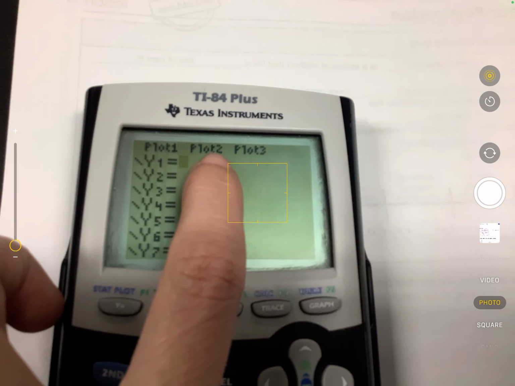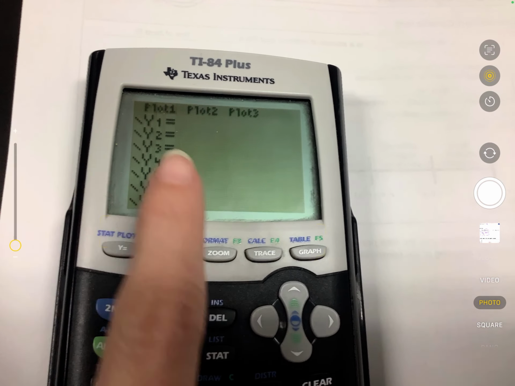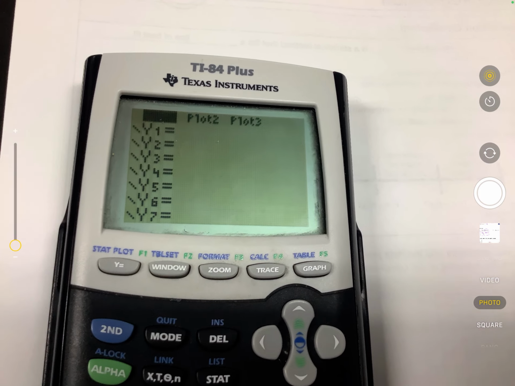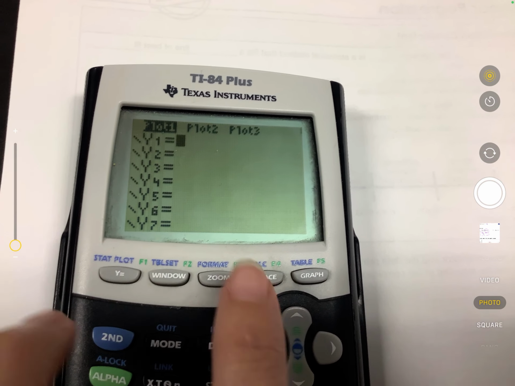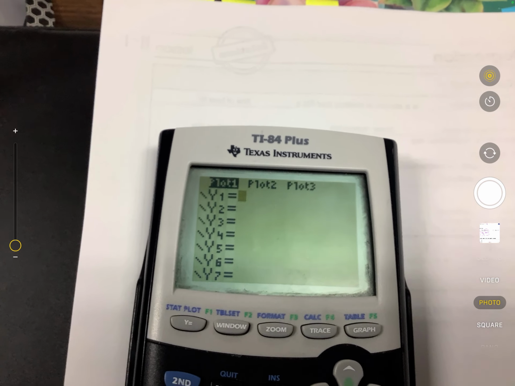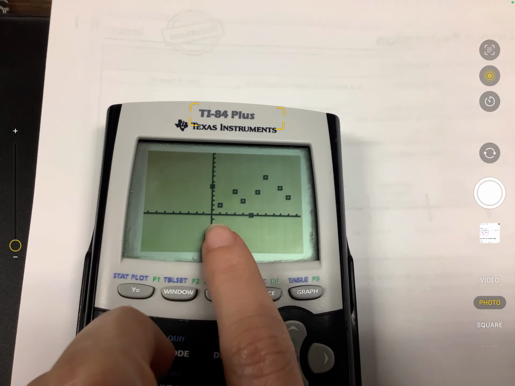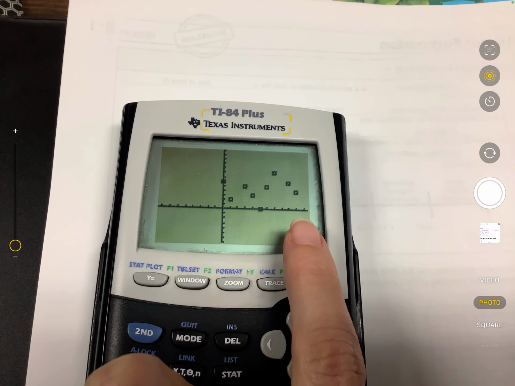I'm going to go up to the top. Notice it says plot 1, plot 2, plot 3. I'm going to go up and highlight plot 1, and I'm going to press enter and then go back down. Notice now that plot 1 is highlighted. That means your plot is turned on. So if you were to press graph, you would see your points that are listed in your stat edit.